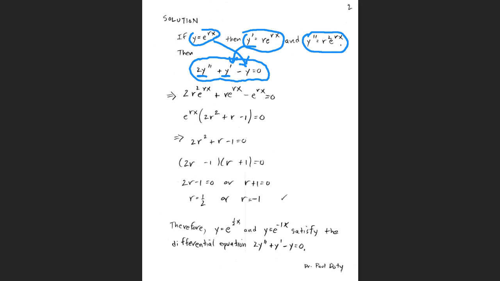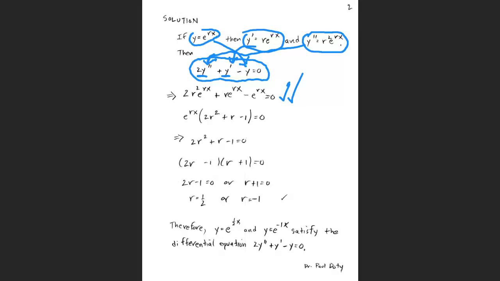Now I can substitute the first and second derivative into the differential equation, and that's going to give me this equation here: 2r squared times e to the rx power plus r times e to the rx power minus e to the rx power. Are there any questions up to here?